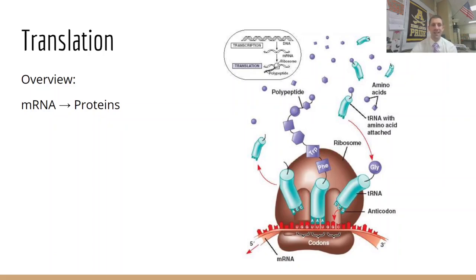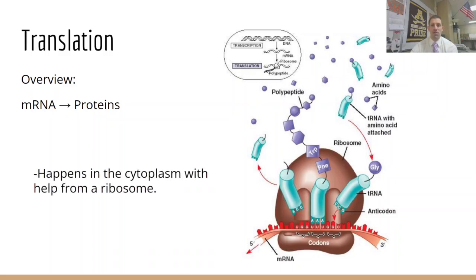All right, so again, let's jump into translation here. For the overview, we're going to take the mRNA that was just made in transcription and turn it into proteins. This process happens in the cytoplasm with help from a ribosome. So let's take a look at this process now.